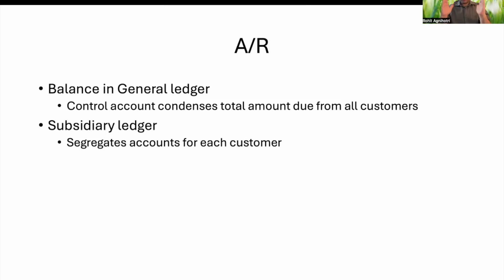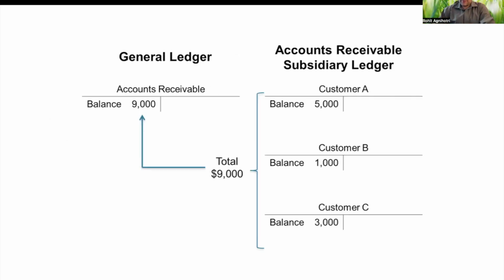In your general ledger, and remember, a ledger is a collection of all your T accounts, you will see a condensed accounts receivable balance. What that will do is add all the balances for all your customers and present them as one line item. The subsidiary ledgers will show you exactly how much money each of those customers owes you. So in the general ledger, you will see one line item that is your condensed amount, and in your subsidiary ledgers, you will see individual accounts of your customers.